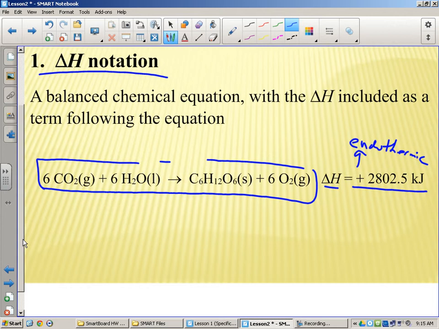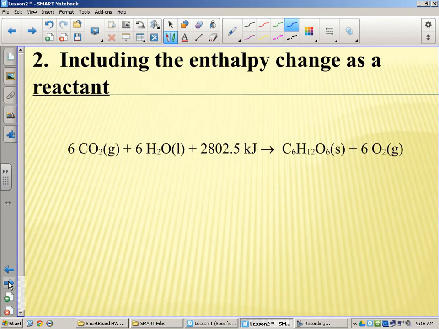And once you get to your questions, you'll kind of see what we're talking about here. But I would ask you, what's the balanced chemical equation for photosynthesis? You would write it out. The heat associated with this equation is so-and-so. Write it as delta H notation. Write it as the next one. Write it as the next one. Okay? So the first way is delta H notation. You just simply put the heat at the end. Positive for endothermic. Obviously negative for exothermic. We'll give you an example of that too.